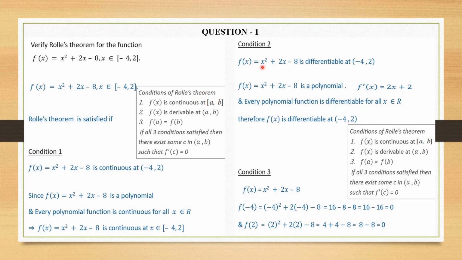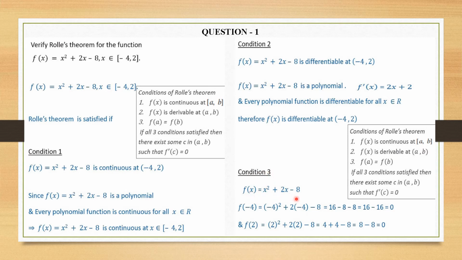Condition number 2: f(x) is equal to x square plus 2x minus 8. So what is the derivative of it? The derivative will be 2x plus 2, which is again a polynomial and definitely exists in the open interval (-4, 2). There is no problem in the existence of the derivative. Okay. Now condition number 3.